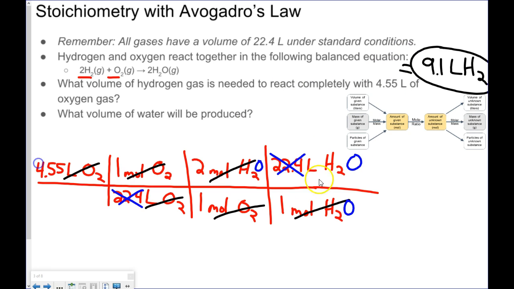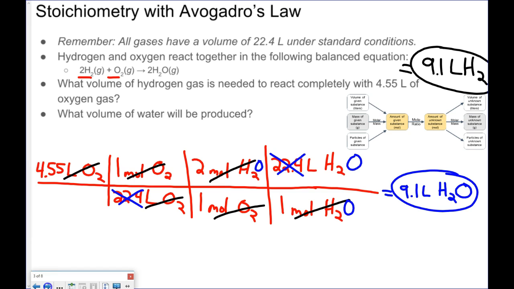Now the follow-up question is, what about water? Well, fortunately, these ratios work out the exact same. For every 1 mole of oxygen, you have 2 moles of hydrogen, or 2 moles of water is going to be produced. All I really need to do is add on the oxygen here, and the math is going to work out to be the same. So at 9.1 liters of hydrogen, I'm going to end up with 9.1 liters of water, just because they happen to have the same coefficient.